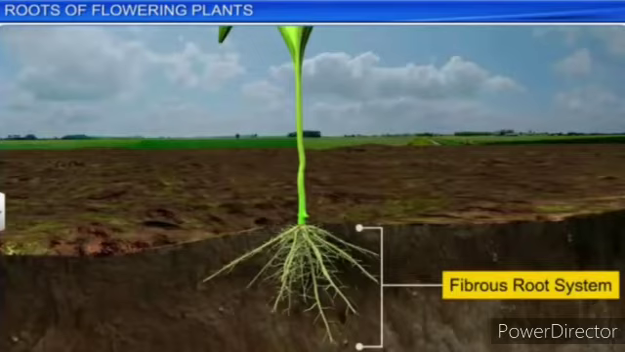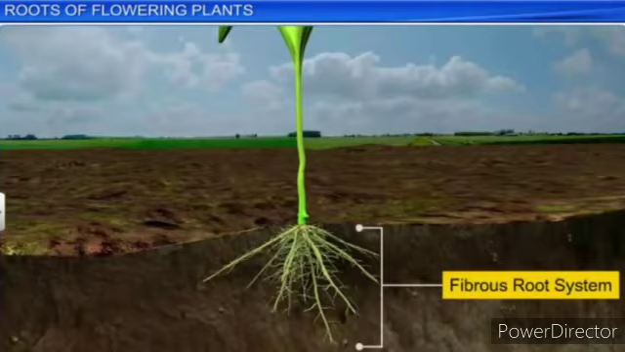Okay, in the taproot system, one main root is there, consisting of the secondary and tertiary roots. All of them have different sizes and shapes. But in the fibrous root system, many roots are there and all the roots are of uniform size and shape.